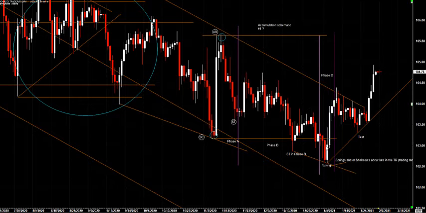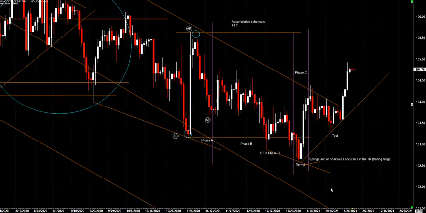And then we get a final test, which usually, again, in schematic number 1, would result in what appears to look like, let me go ahead and pull this out of the way, a spring. Springs or shakeouts would occur late in the trading range. This could have taken longer. However long that takes, I leave it alone and I wait for the confirmation of this behavior.